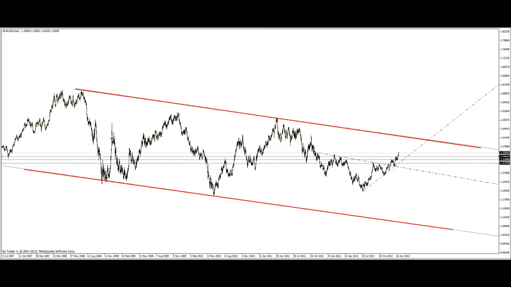Today we're looking at the Euro US dollar daily chart. I've taken it out over a few years. I want to show how we can look at a longer time frame and then work our way down and pinpoint good entries. The Euro remains pretty bullish looking at the charts.